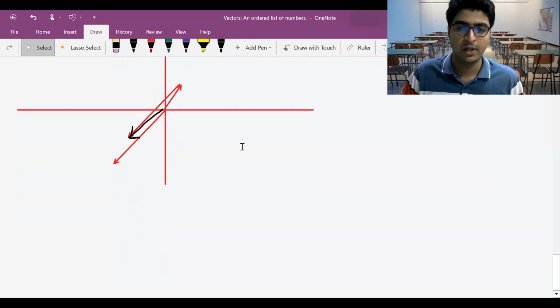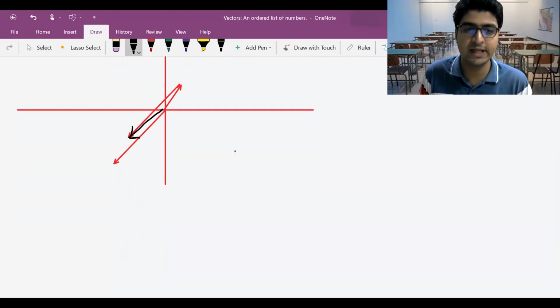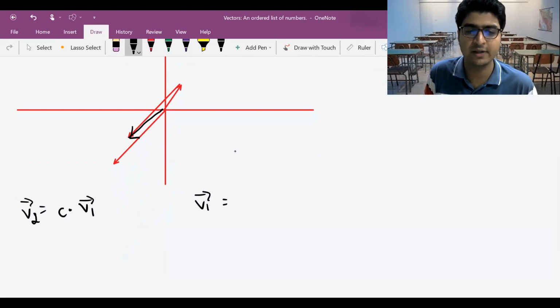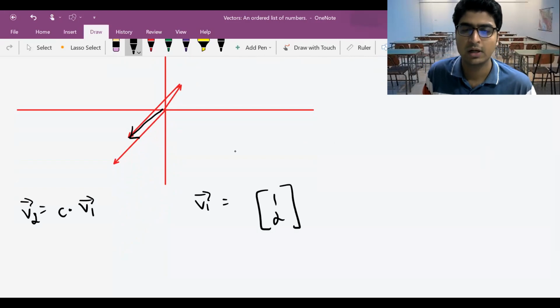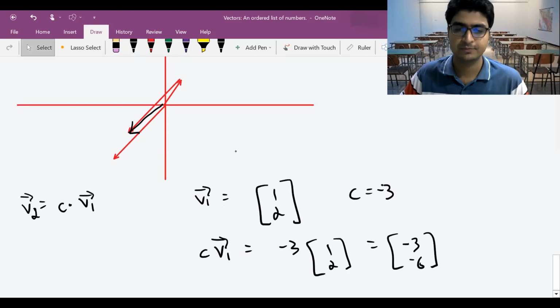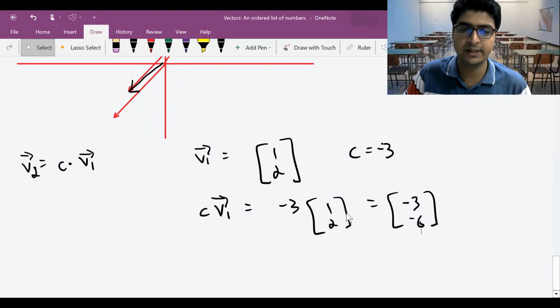Similarly, if I want to do scalar multiplication, the scalars are basically the constants. So let's say we have vector v1. I want to multiply it with a constant, and let's call the resulting vector v2. Suppose v1 vector is again 1 comma 2, and c is, let's say, -3. Then c v1 vector is actually -3 into 1 2, which is equal to -3 and -6.